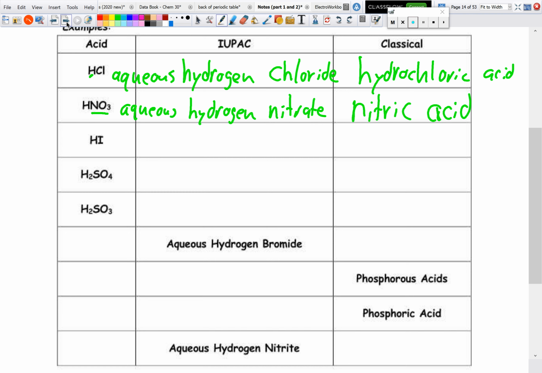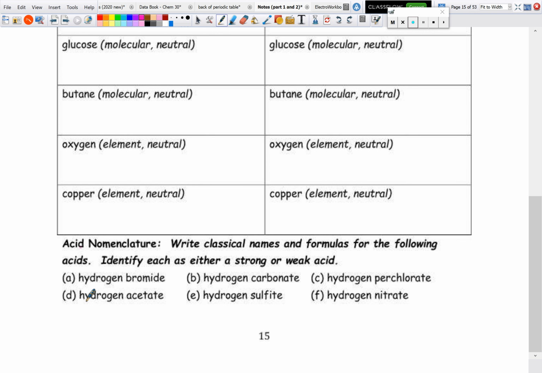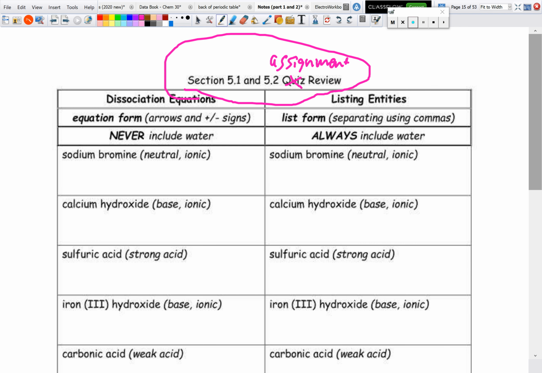So you will notice if you do turn over to the next page, there is a little section 5.1 and 5.2 quiz review. This is basically for our online assignment review, where you just write a dissociation equation and list the entities here, for example, and then of course some acid naming system right here. And also in your Check Your Understanding books, or your CYU books, there's also a quiz review to get ready for the first assignment that's going to come with this section.